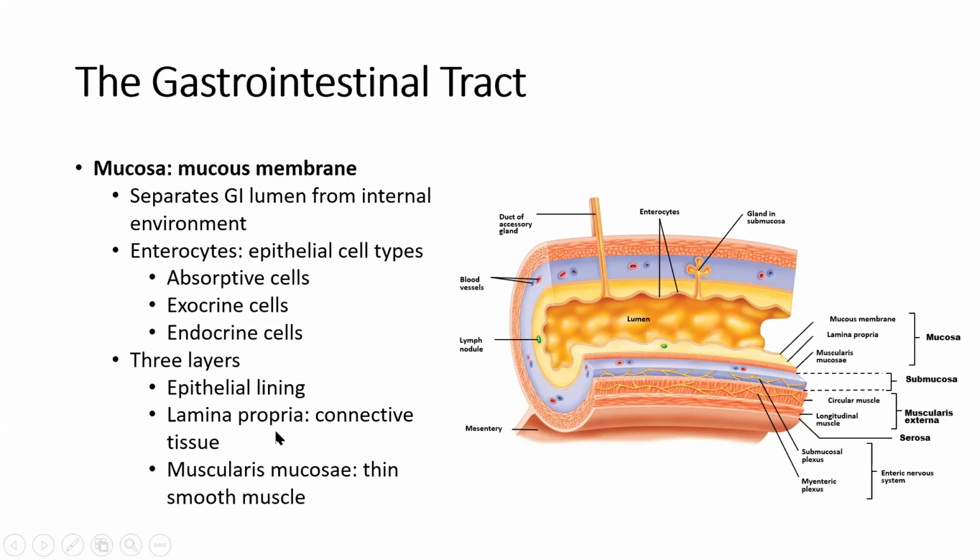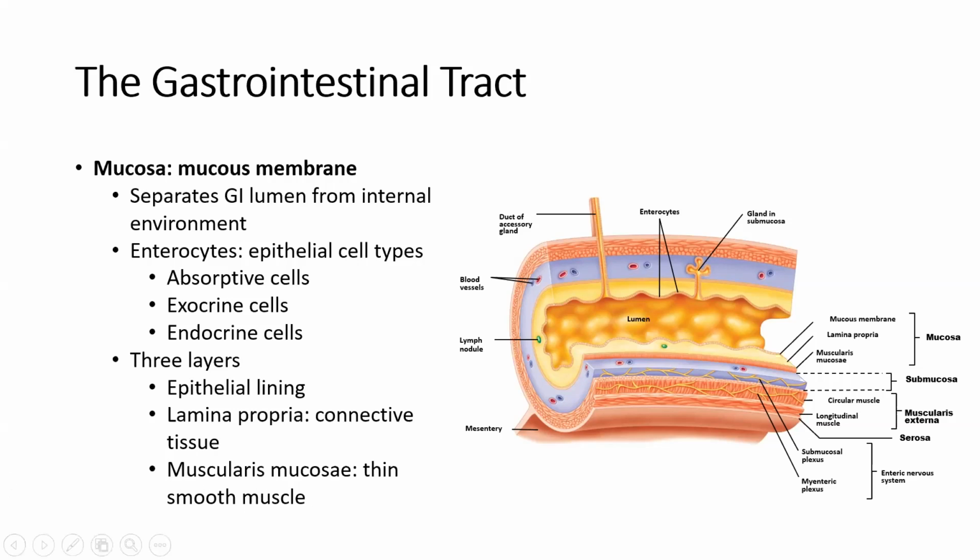So that's the reason we've got this lamina propria, which is a connective tissue layer that has the small vessels and small nerves that are actually feeding and innervating the epithelial layer, because the epithelia itself is avascular.